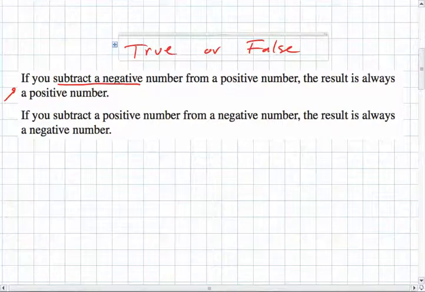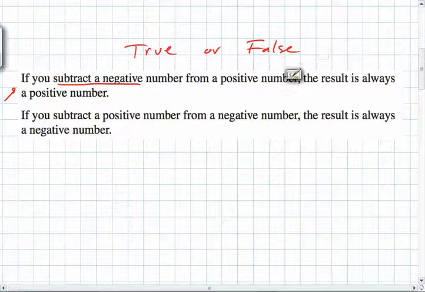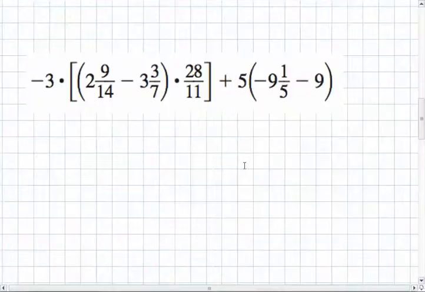The next statement is, if you subtract a positive number from a negative number, the result is always a negative number. This is a little bit different than the first statement. Really center your attention on what it means to subtract a positive number, this time a positive number, from a negative number.